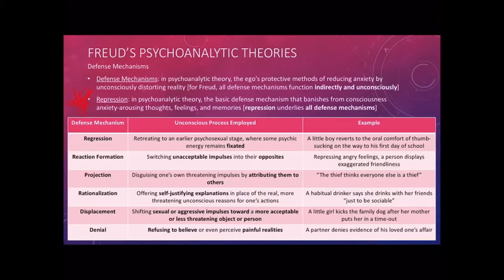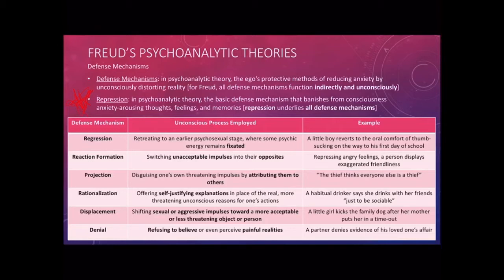Displacement, the way I want you to think about displacement is like this. When you can't take your aggression out on the thing that's making you mad, you shift that aggression towards something that can't fight back. The example here is a little girl who is mad at her mom because her mom put her in a timeout, and so she kicks the family dog. Her aggression was directed towards her mom, but she knows she can't go kick her mom. So instead, she puts that aggressive urge towards something that cannot fight back, the dog, right? Another example would be punching a wall. It's anytime you put your aggression on something that is less threatening than you and that can't really fight back.